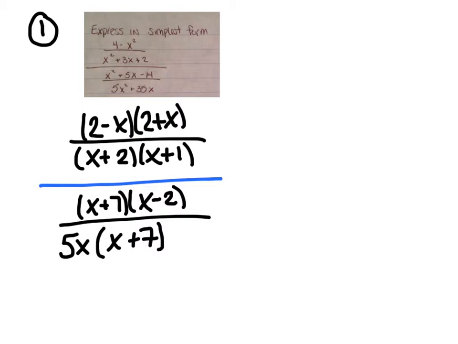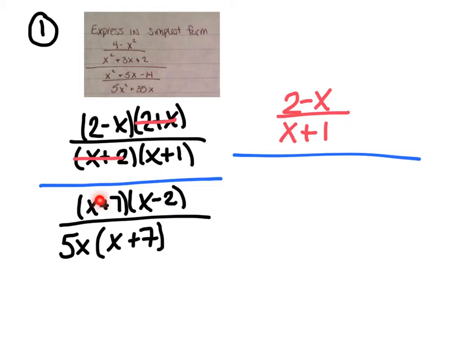Okay, so let me slow down again. Just looking at the top fraction, can anything simplify? Well, of course, x plus 2 and 2 plus x are the exact same thing. So I'm going to rewrite my main fraction on top as 2 minus x all over x plus 1. Okay, now can you simplify only the bottom fraction? Sure, the x plus 7's cancel. So my bottom fraction is x minus 2 over 5x.